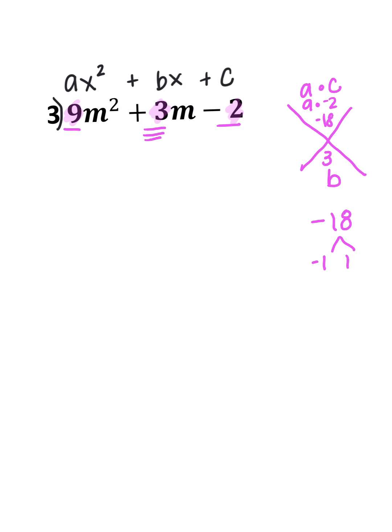So let's first write down all of our factors to get a negative 18. So I could do negative 1 times 18, negative 2 times 9, negative 3 times 6.